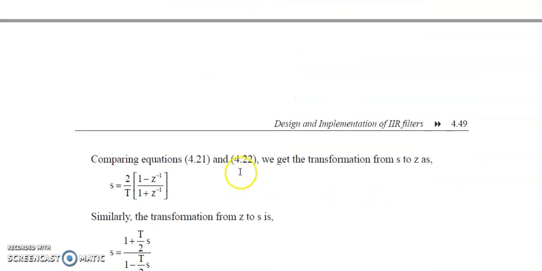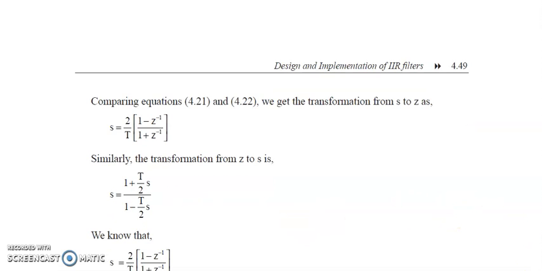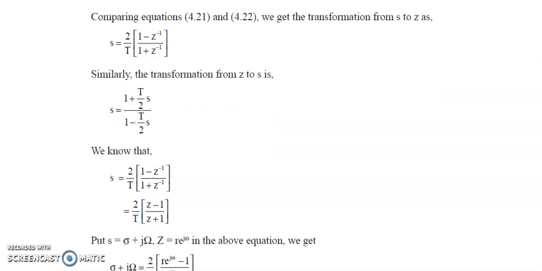Now if you compare these two equations, you will get s equals 2 by t into 1 minus z inverse by 1 plus z inverse. Okay, so if you want to get a relationship between s and z, this is the relation. If you want to write s in terms of this, if you solve it, z inverse can be written as 1 by z. So you just solve it, you will get this. Okay, so this is a substitution which we are going to put so far as bilinear transformation is concerned.